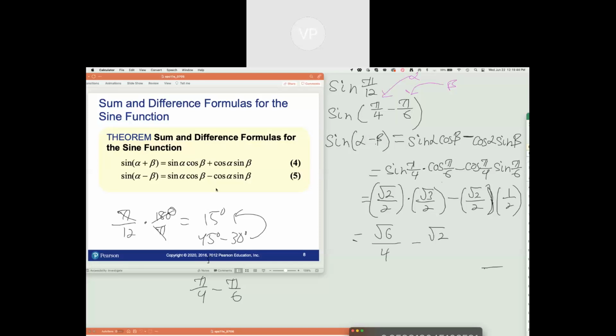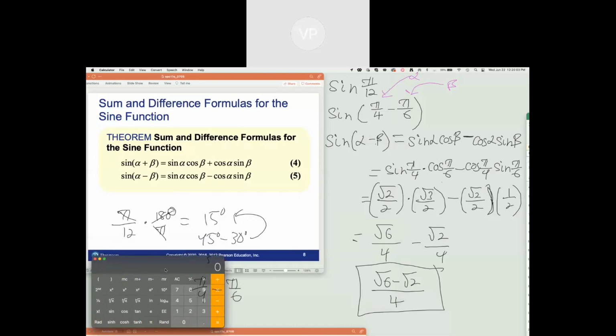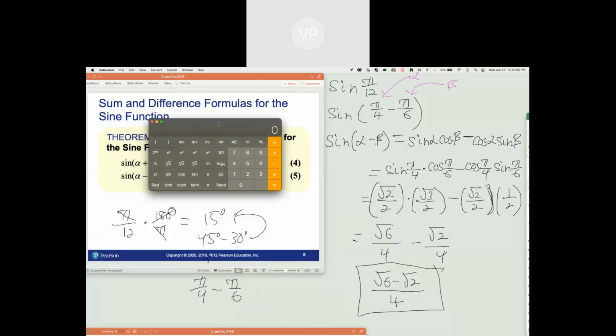And like I said, a lot of these are going to look the same. Here's my root 6 minus root 2 over common denominator 4. There is my exact answer. Okay, so do a calculator check. And that's a nice thing. Even though they may say, give me an exact answer, you know you can do this right here.